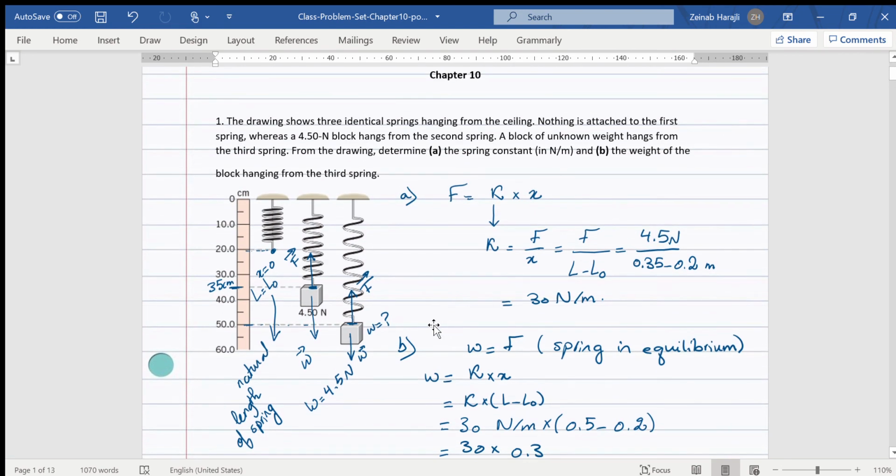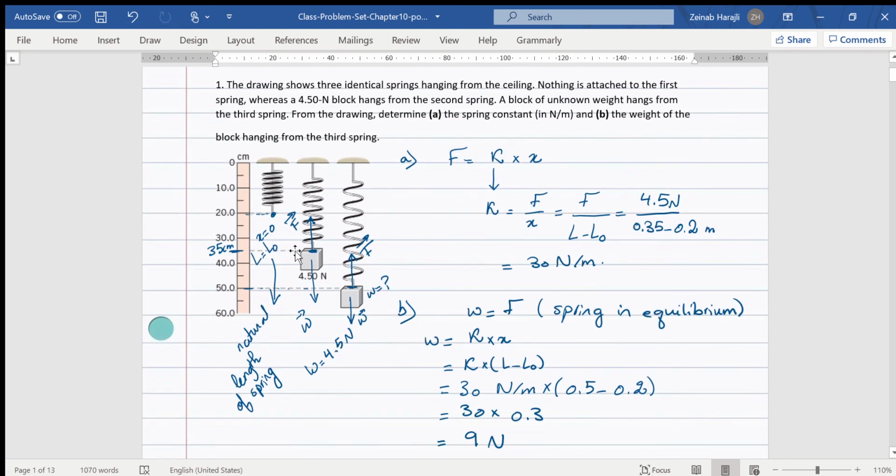So in this question, we just applied Hooke's law in order to find different variables for hanging masses that are elongating a spring.